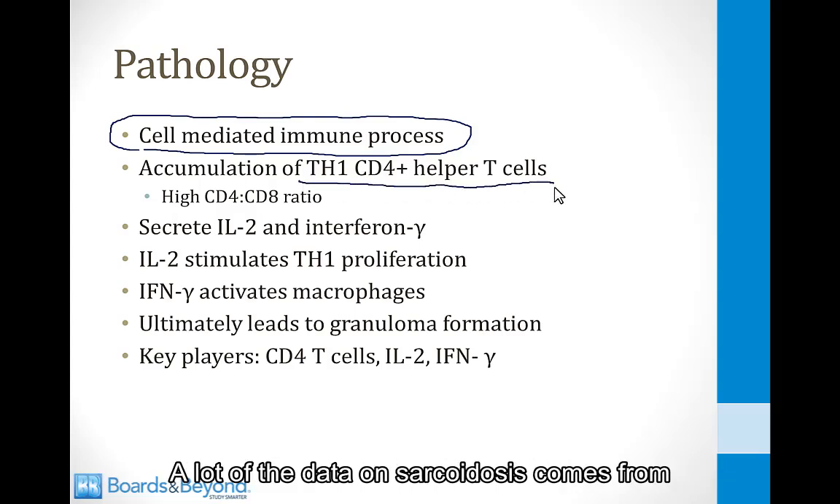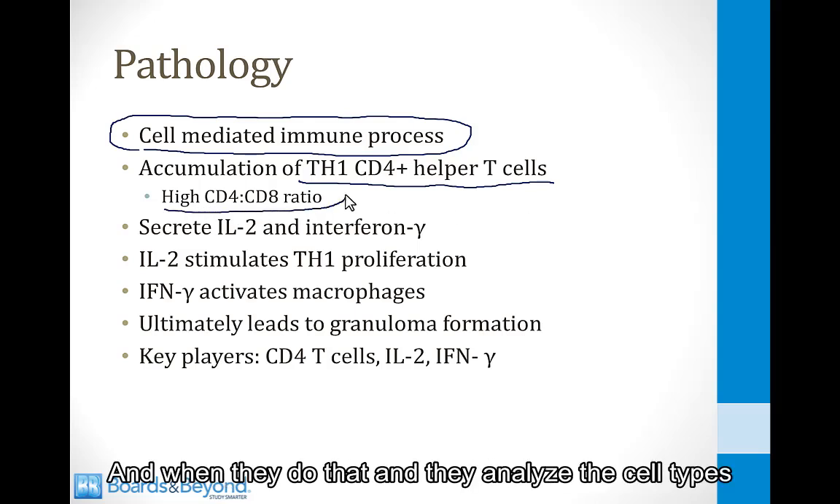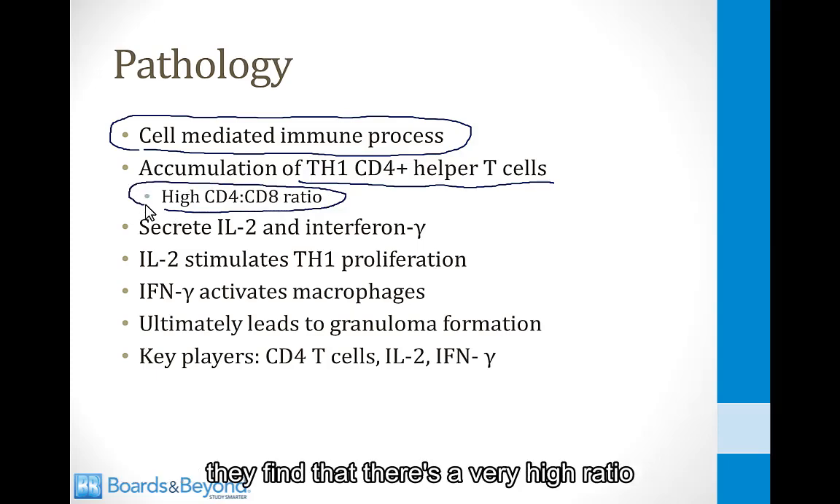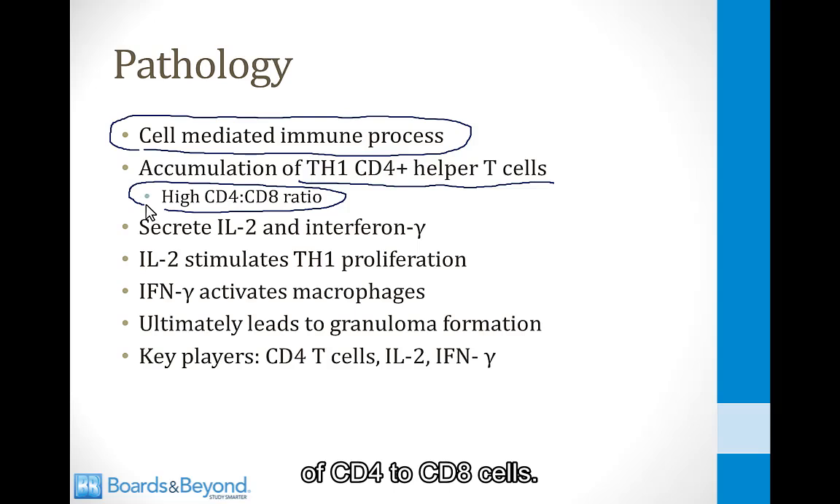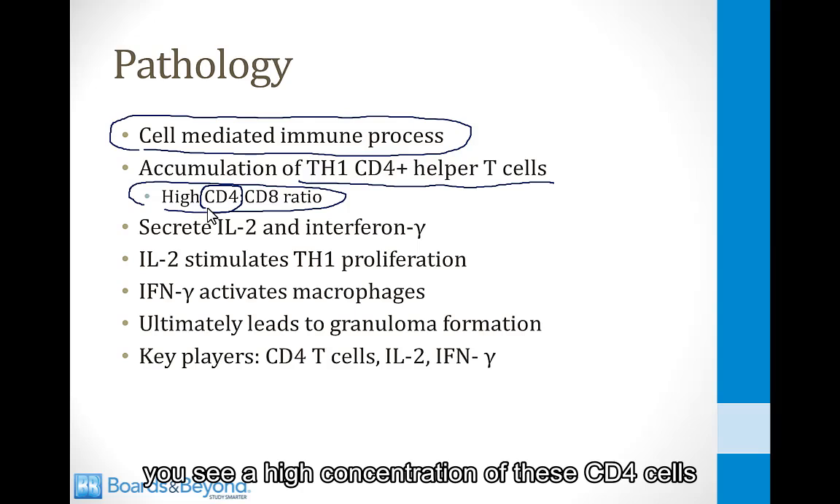A lot of the data on sarcoidosis comes from lavaging the alveoli in the lungs of patients who have sarcoidosis. And when they do that and they analyze the cell types, they find that there's a very high ratio of CD4 to CD8 cells. And this is different from the periphery, where the ratio is usually more equal or higher for CD8. But in the lungs of these patients, you see a high concentration of these CD4 cells, and that's how we know they're important.